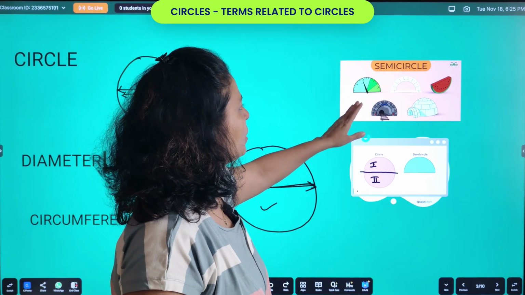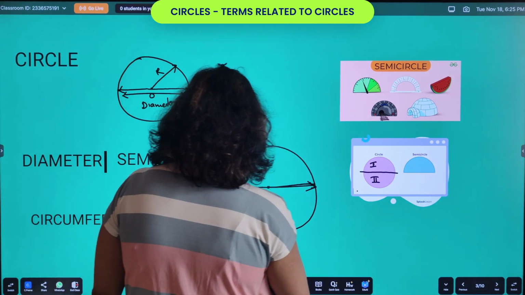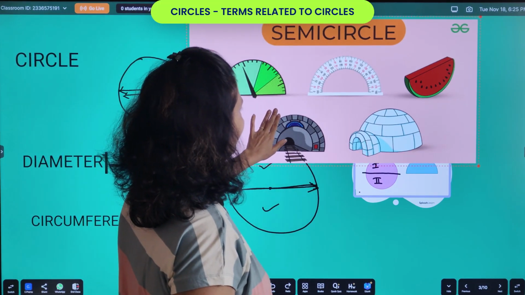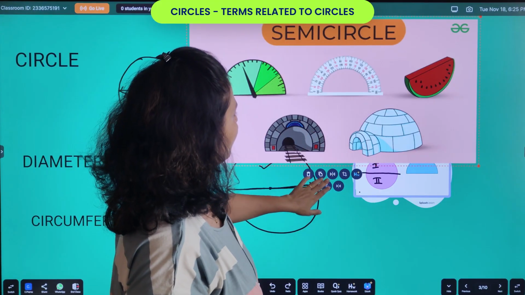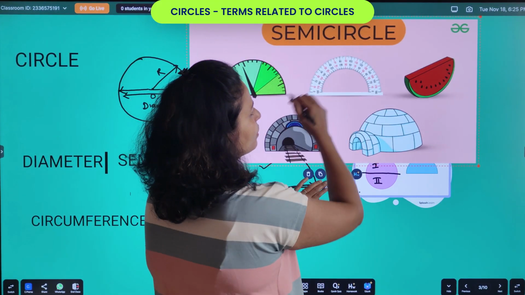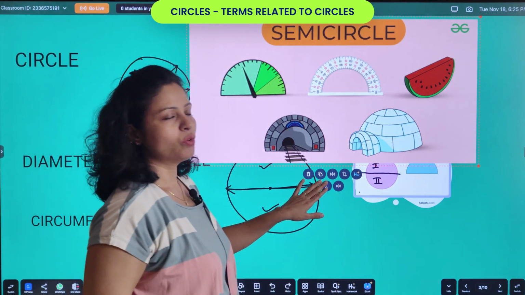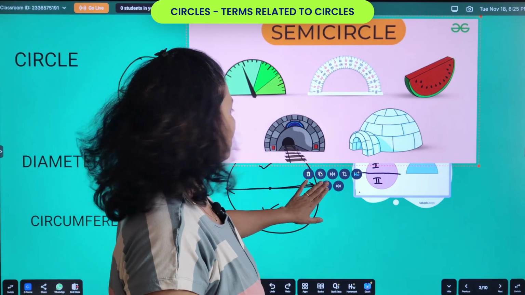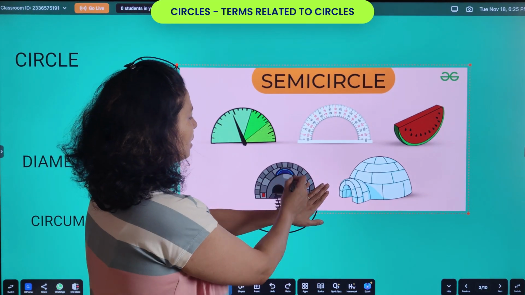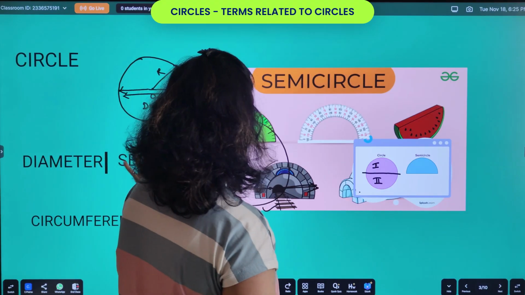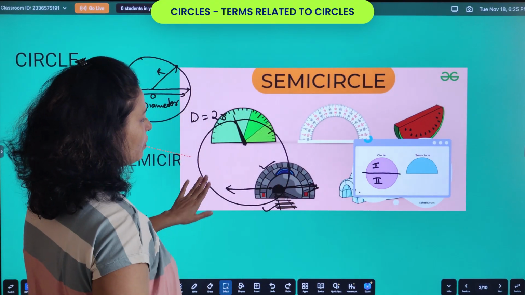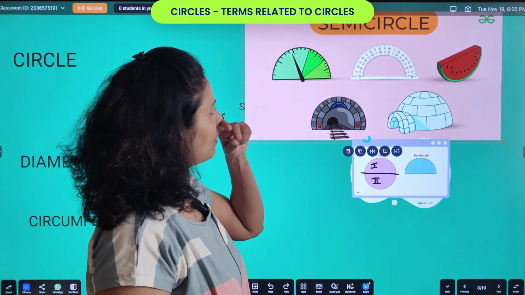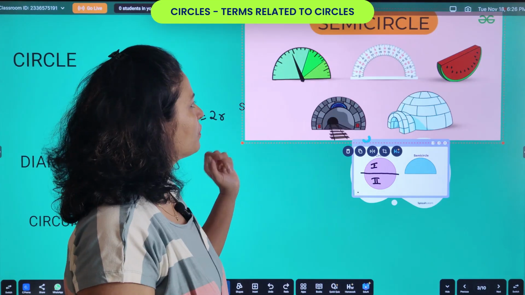You can see the semicircle in many shapes. They've given you an igloo here, a protractor in the form of a semicircle, and a slice of watermelon, which is also a semicircle. Here is a tunnel which is also in the form of a semicircle. So here you can see different shapes around you in the form of a semicircle.